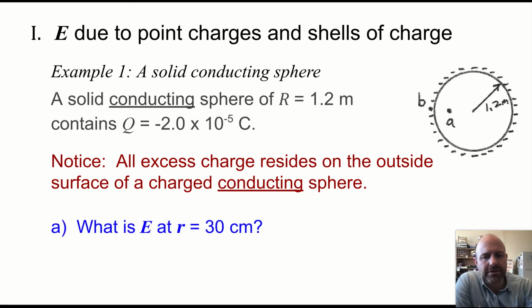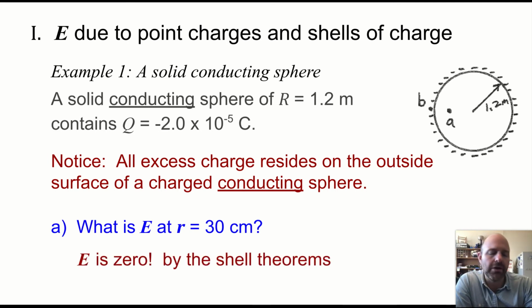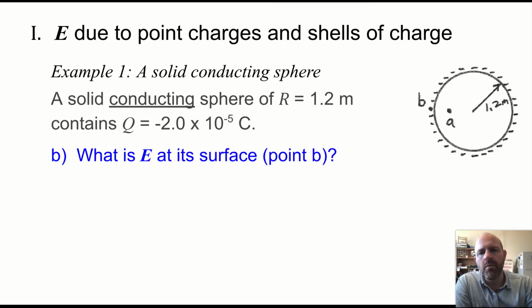So if we think about the electric field at 30 centimeters from the center of this, where point A is, which is still inside the shell, it's going to be 0 because of the shell theorem. Because if you were to place a positive test charge there, it would experience no net force from all of that charge in a shell. What about at the surface? So right on the surface at point B, notice it's slightly outside, right? We're on the outside edge, but we are basically at a radius of 1.2 meters from the center of the shell.